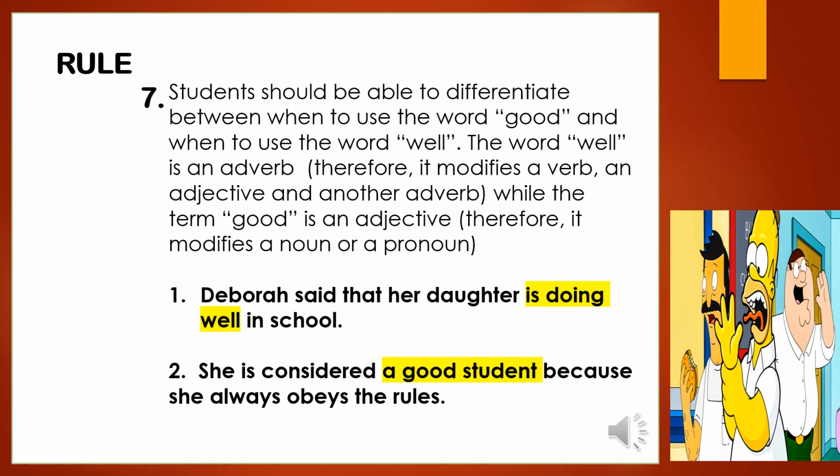Examples: Deborah said that her daughter is doing well in school. Example number 2, she is considered a good student because she always obeys the rules. Are you able to differentiate between the two now?